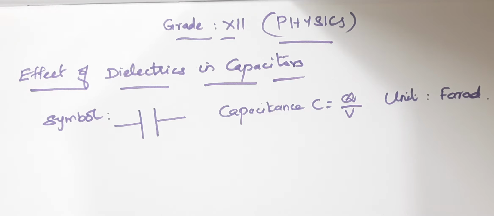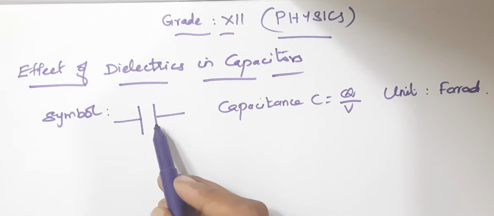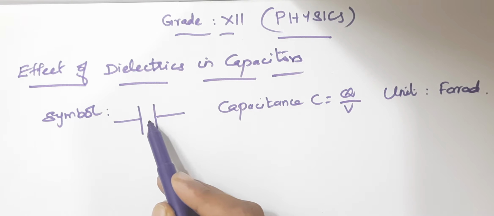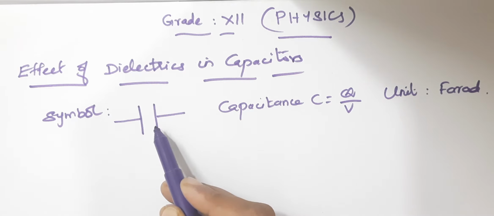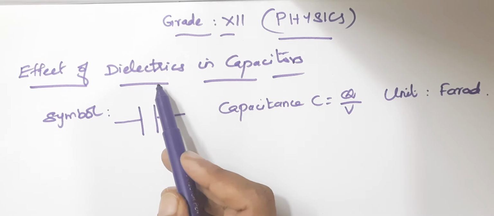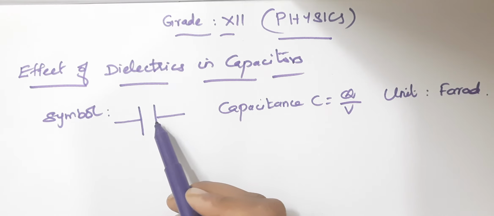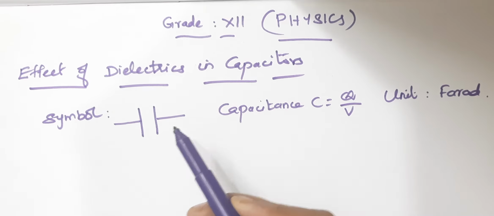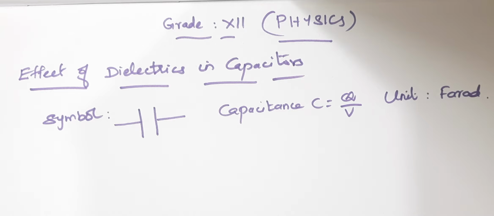Usually, in the capacitor you have learnt, the separation between the two plates is filled with air or vacuum. The space between the parallel plates of a capacitor is either empty or filled with air. Suppose a dielectric is inserted between these plates. What will happen to its capacitance? What will be the effect that we are going to discuss?